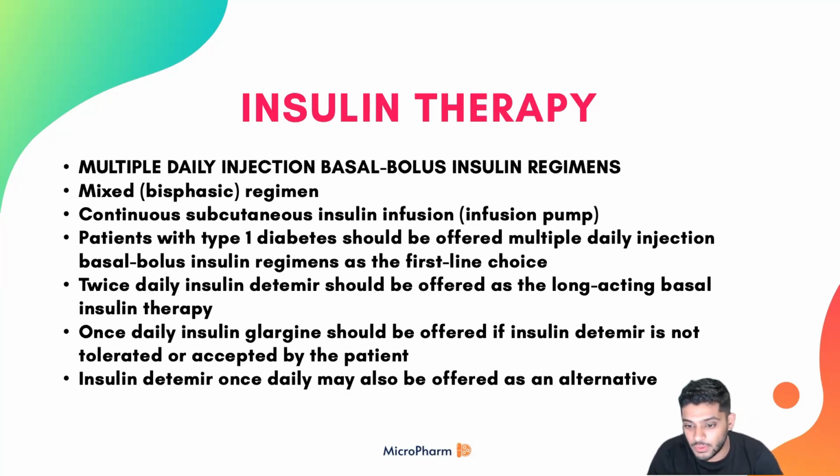The beauty of a basal bolus is your background, your basal, will stay the same. Your bolus, your mealtime insulin, you change it for the amount of carbs that you're actually having in that meal. So patients with type 1 diabetes mellitus should be offered a basal bolus. The first line is twice daily insulin detemir. Why do we say twice daily insulin detemir rather than once daily? What type of insulin is insulin detemir?